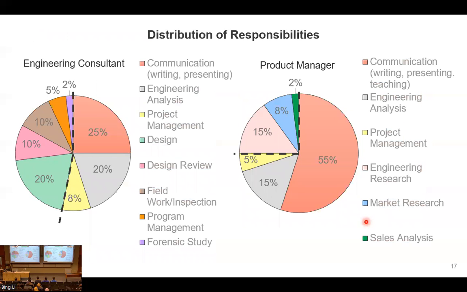Okay, so here I'm using two pie charts to show the differences and similarities in the distribution of responsibilities between a consultant versus a product manager. This black dash line shows that to the right of the dash line are responsibilities that are similar for the two roles, and to the left are responsibilities that are different.